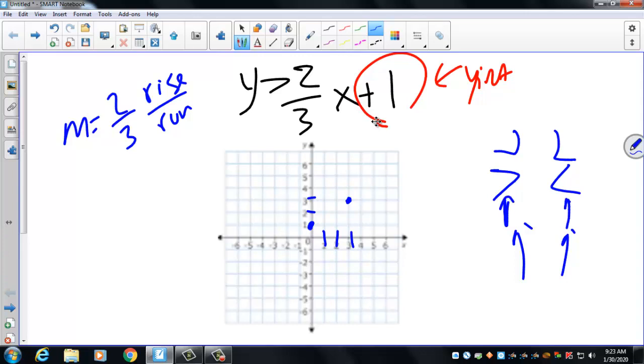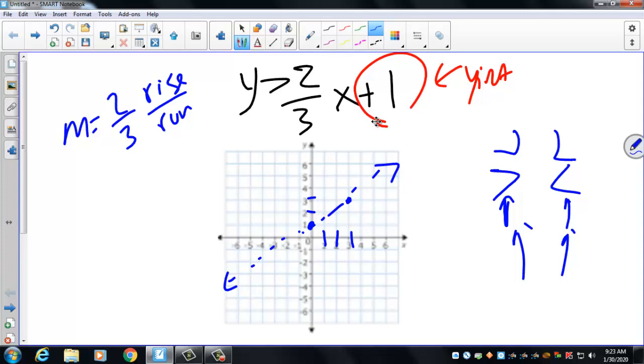Now, is it going to be a solid line or a dotted line? It's going to be a dotted line. So we draw a dotted line. See, look at that dotted line right there. That's perfect. Now, we got a dotted line right there.